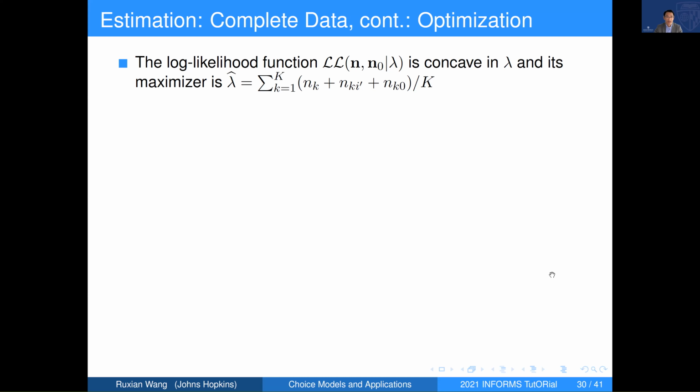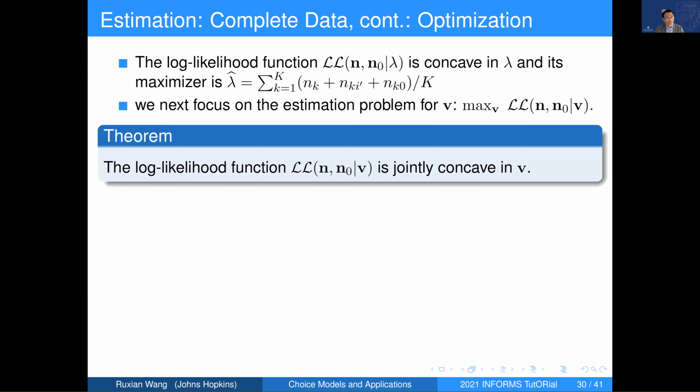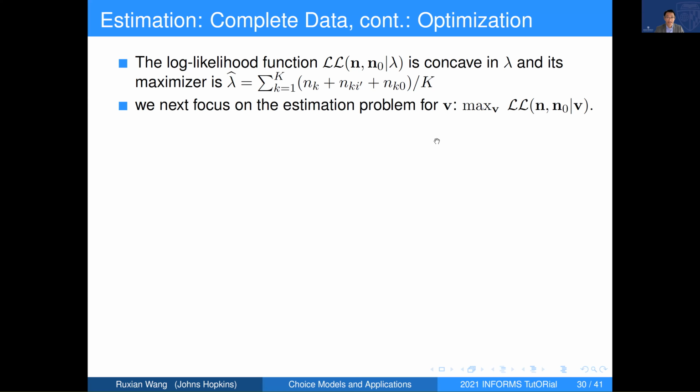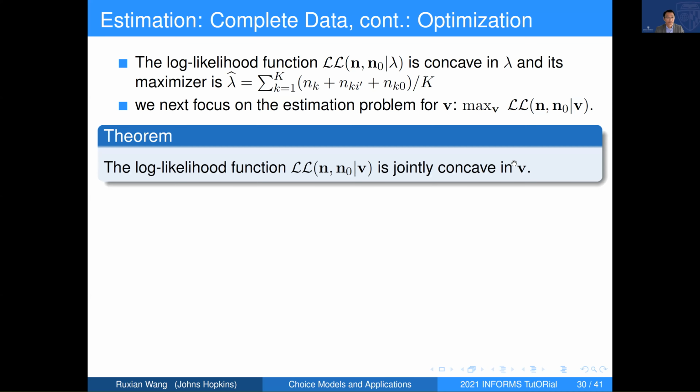All right, in the complete data case, we maximize the log likelihood function because the log likelihood function has two parts. For the first part, regarding the market size, we find the maximizer is lambda hat. It's just the sample average for the market size. Next, we focus on the estimation problem for V, the attribute coefficients.